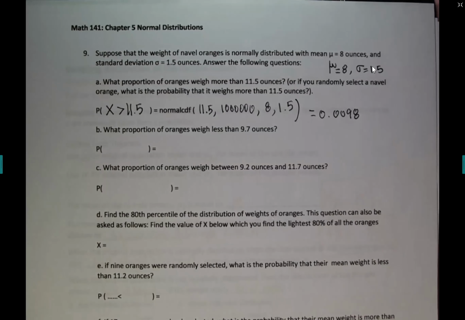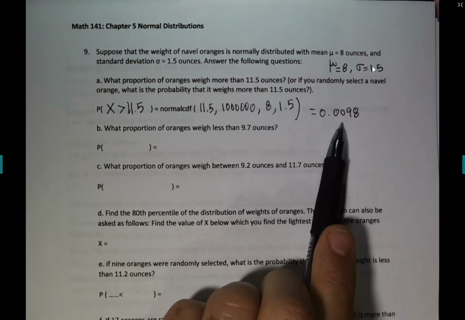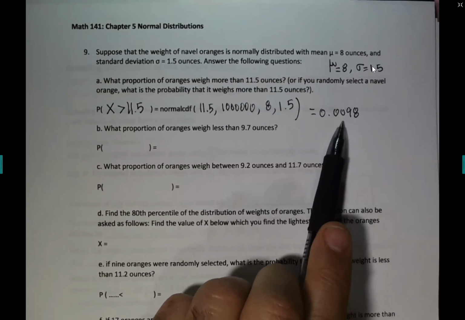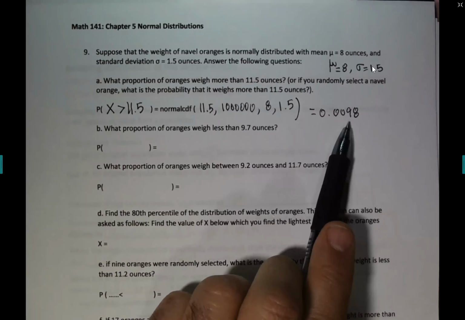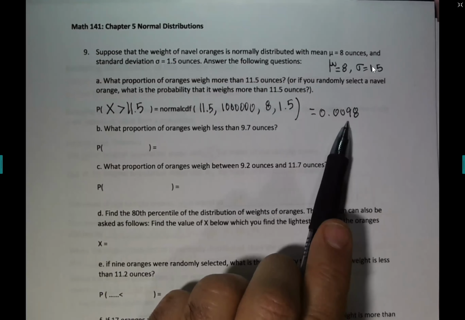So guys, let me ask you a question. Is it likely that you pick an orange and it's going to have a weight of 11.5 ounces or more, based on the answer that we got? Yes or no? That's what you need to understand about probability. This probability is very low, guys. If you change it to a percent, it wouldn't be even a 1% here. It will be 0.98%, almost a 1%. So the chance is very low. If you pick an orange and measure its weight, it's very unlikely that it's going to be more than 11.5 because the chance is very low.